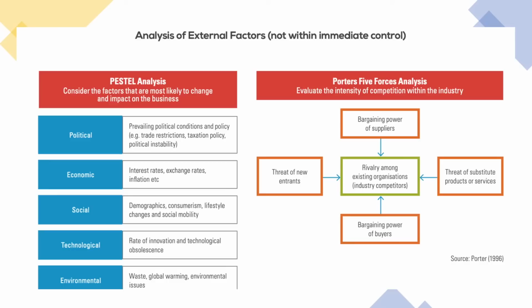Now come to the Porter's five forces analysis. There are five forces. What are these five forces? The bargaining power of suppliers, like the differentiation of inputs, supplier concentration, presence of substitutes, relative size. This is the bargaining power of suppliers, and it means how much they can bargain.